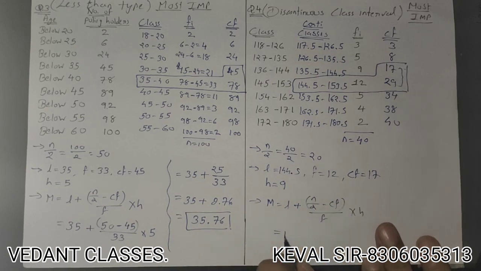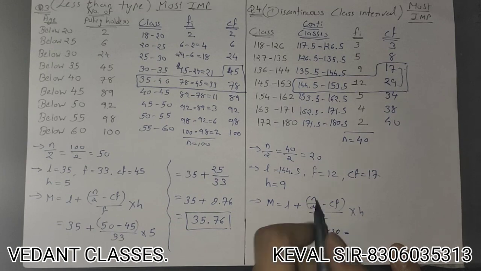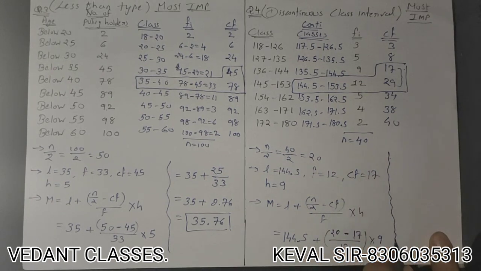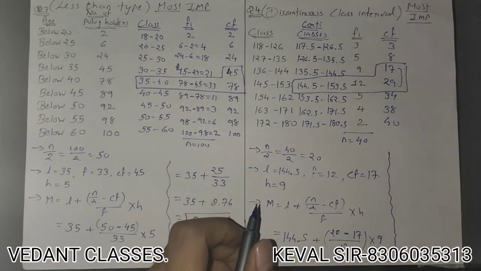The value of L is 144.5, the value of n by 2 is 20, minus CF, the value of CF is 17, and the value of frequency is 12, the value of H is 9. Okay, so now let's apply all the values.